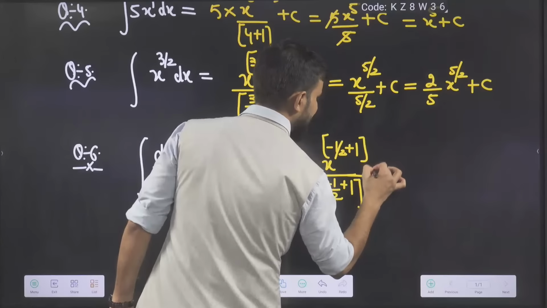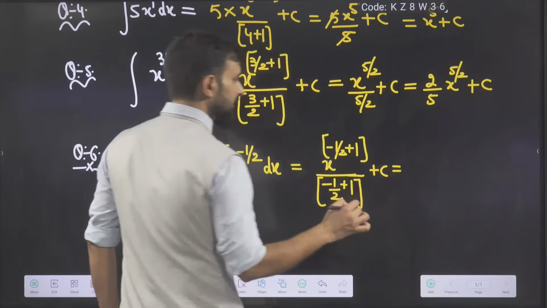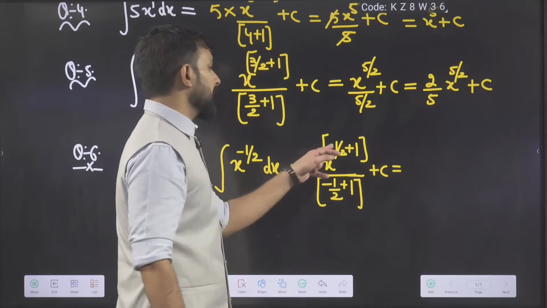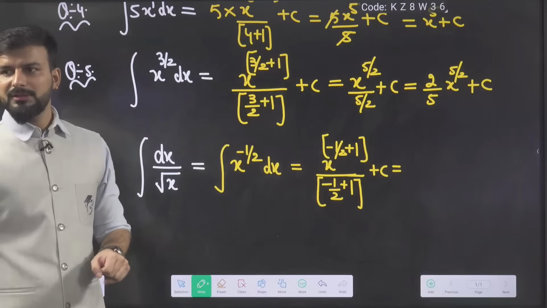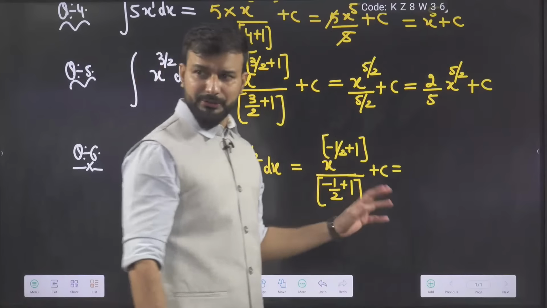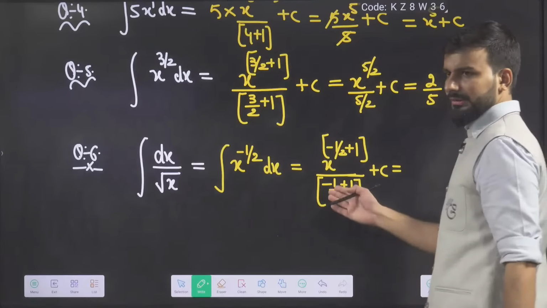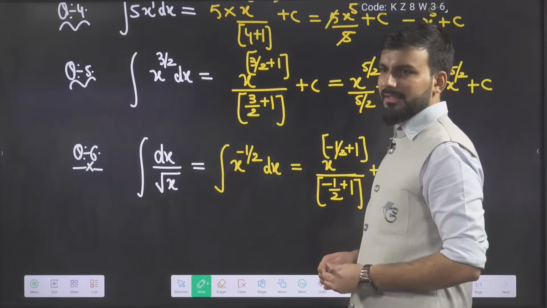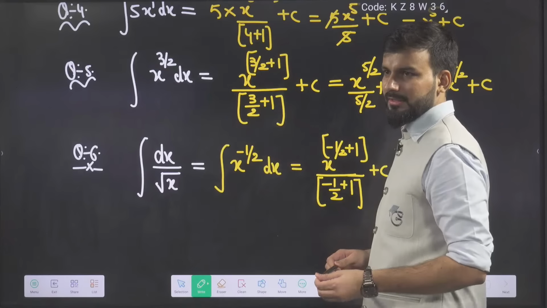And this plus c is continuously hanging along with it. Minus 1 by 2 plus 1. You know how to take the LCM? Or do you want me to take? Tell me, Twarga.